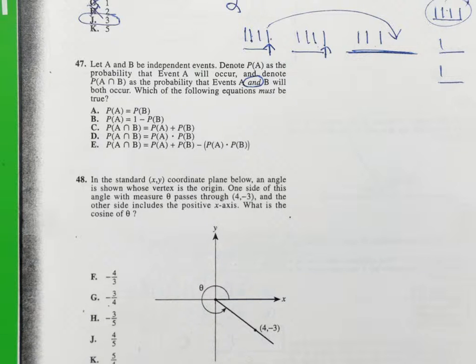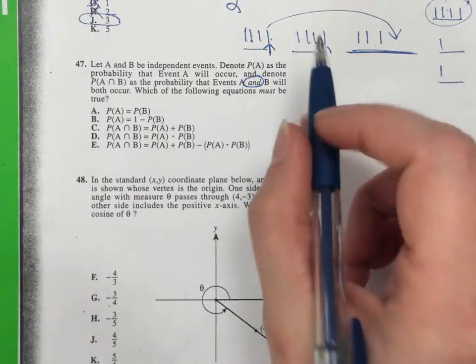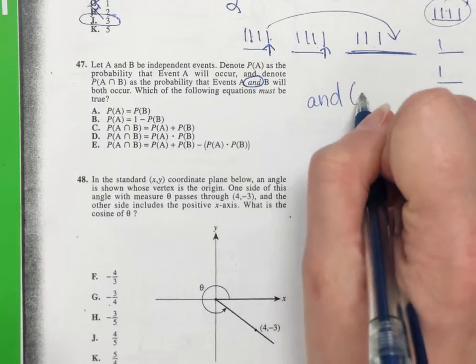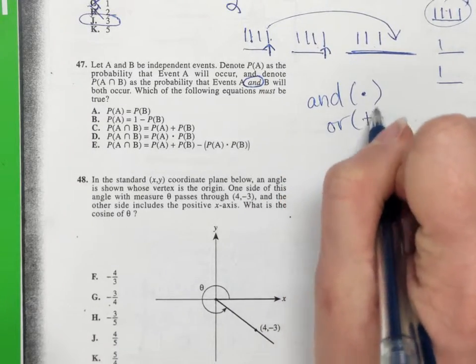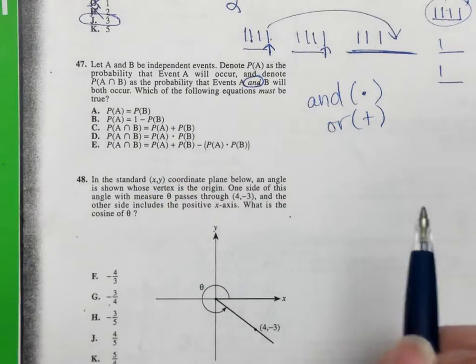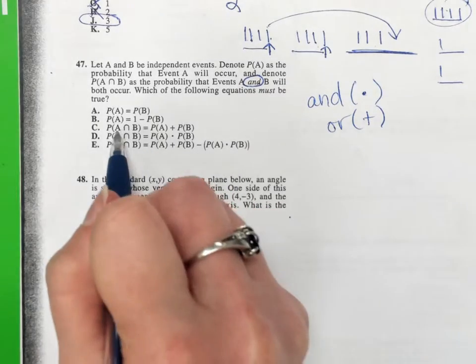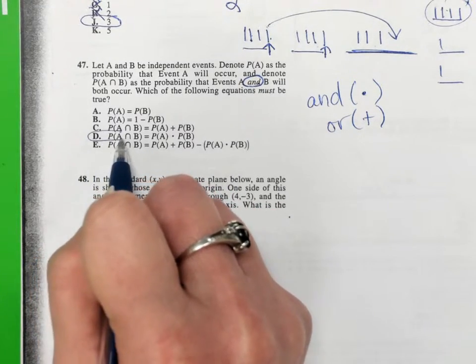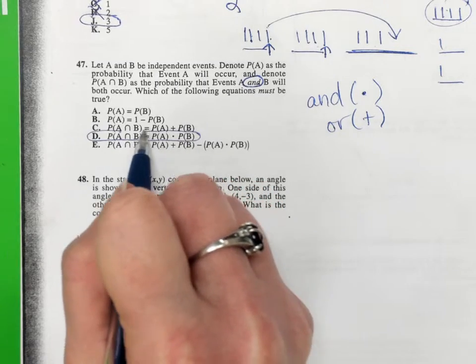What does and mean to do? No, that's what Matthew just said. There's only 3 more left. Divide. No. Multiply. It means multiply. Or meant to add. So and means to multiply, and or means to add. Okay, this said and. So if it says and, which one has the multiplication? Yay, D! There we go.